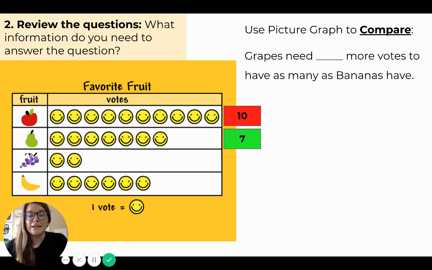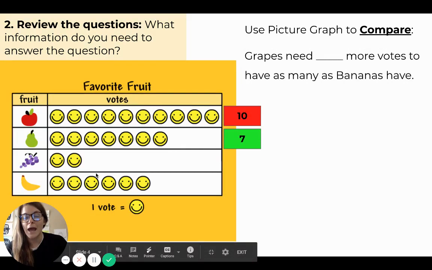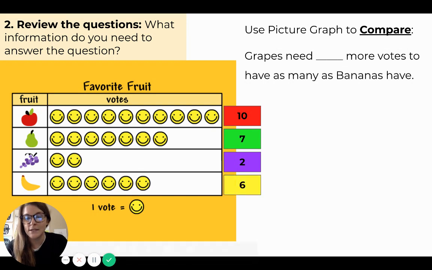Grapes need blank more votes to have as many as bananas have. That's a tricky one. I'm going to read that again. Grapes need blank more votes to have as many votes as bananas have. So in order to make the grapes amount the same as the bananas amount, how many votes would I have to add? Well, first, I need to know how many votes I have for grapes and how many votes I have for bananas. Grapes have 2 smiley faces and bananas have 6.